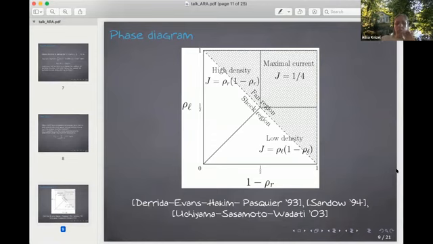It was obtained in this form by Sandow. However, there were some approximations that he used in his work. Rigorously, and with the introduction of a very important tool, the Askey-Wilson polynomials, as the solution to the matrix product ansatz, this phase diagram was proved in a seminal work in this field by Uchiyama, Sasamoto, and Wadati in 2003.